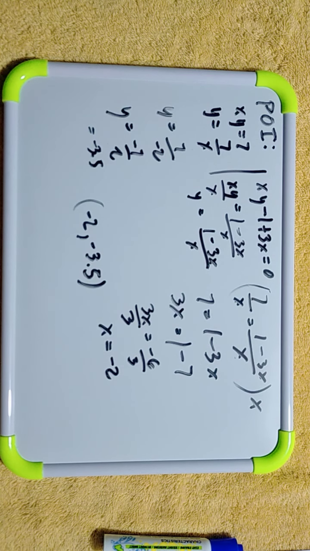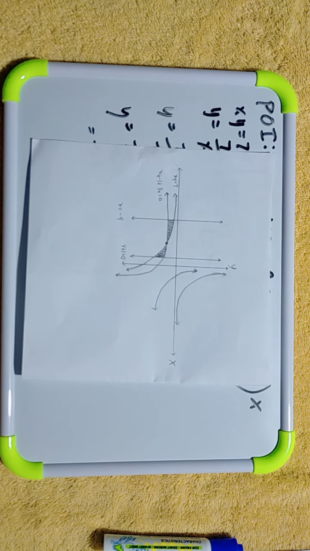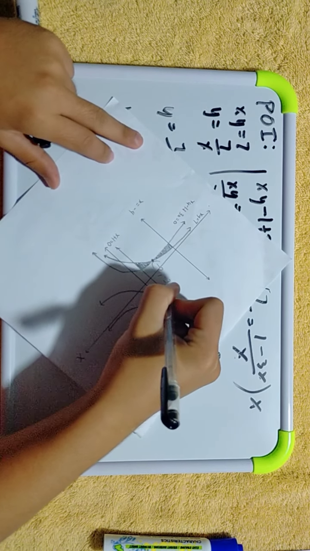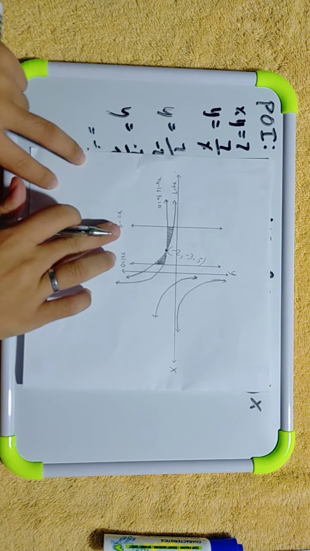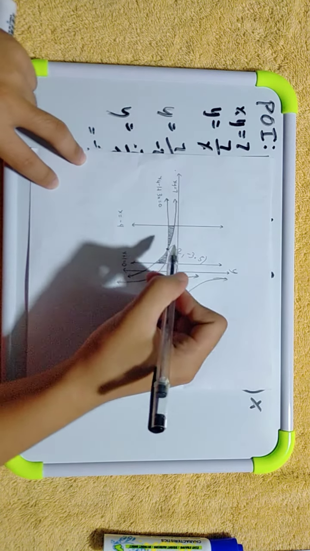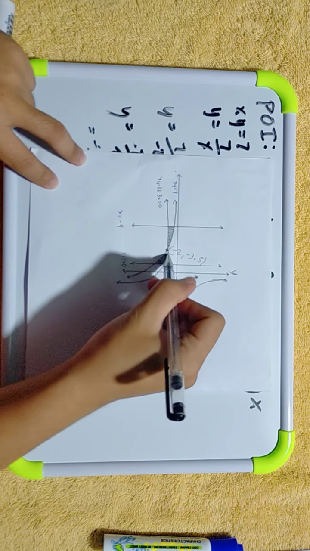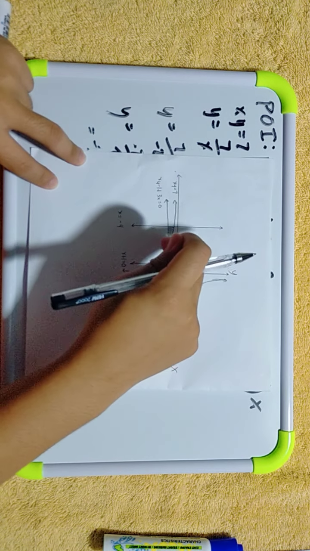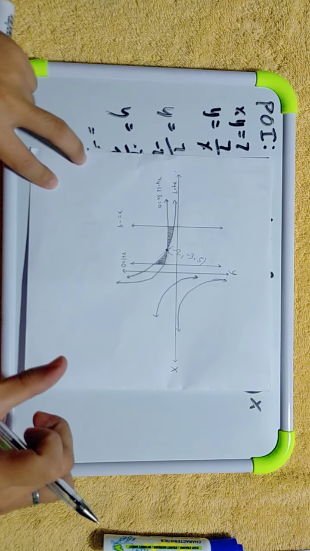So balik tayo dun sa ating graph kanina. So bali, itong part na to is negative 2, negative 3.5. So from yung pag-observe pa lang natin is meron tayong dalawang bounded region. So itong first part and ito yung second part. So para makuha natin yung area ng dalawang yan, kunin natin yung area nito. So area 1 and area 2, and then i-add natin para makuha natin yung total area.